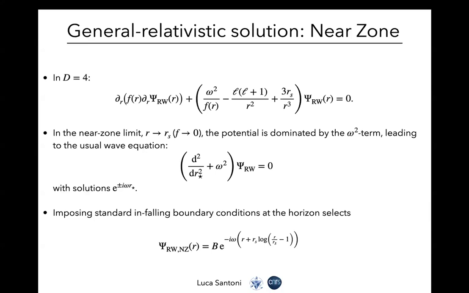And let me go back for a second to 4 dimensions. Okay, this is the equation in 4 dimensions. In the near zone, everything is very simple. It's just the usual wave equation. So these are the 2 solutions. You impose an ingoing boundary condition, and this is the near zone solution for this psi field. Now, B is an amplitude which eventually is related to the amplitude of the external tidal field, so I keep it generic.